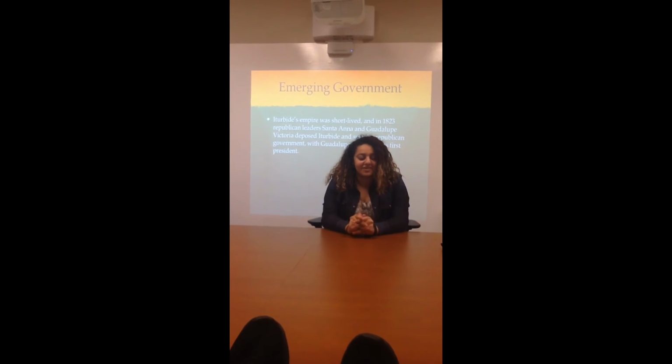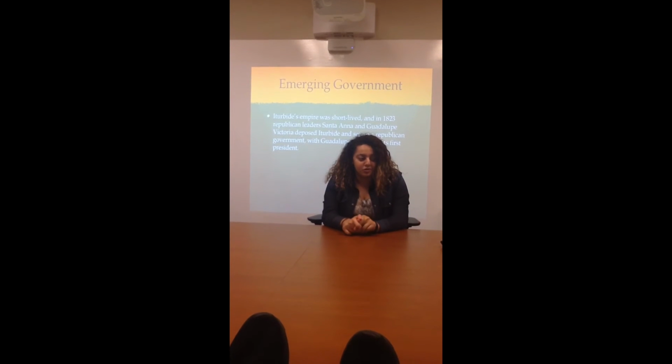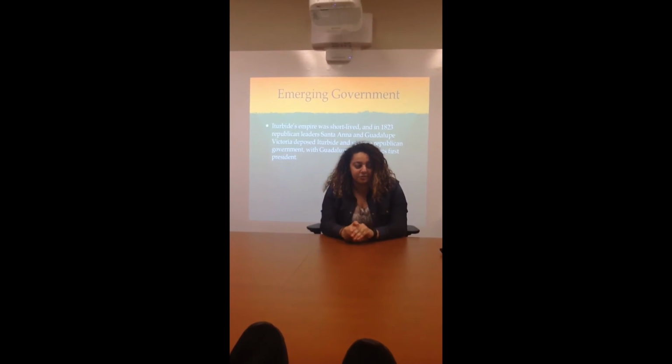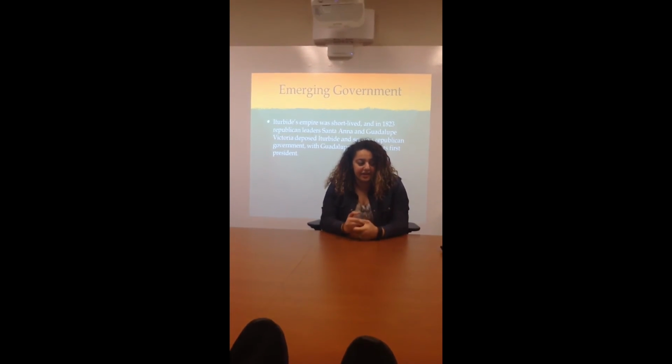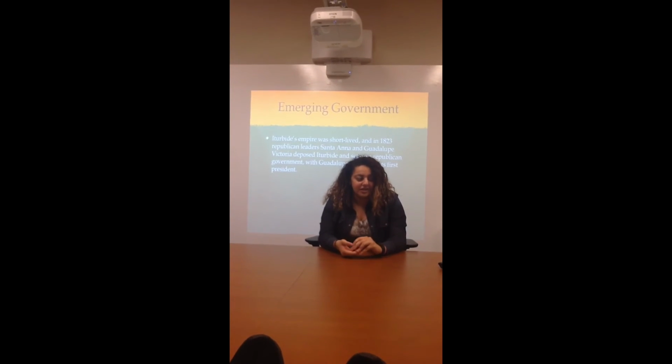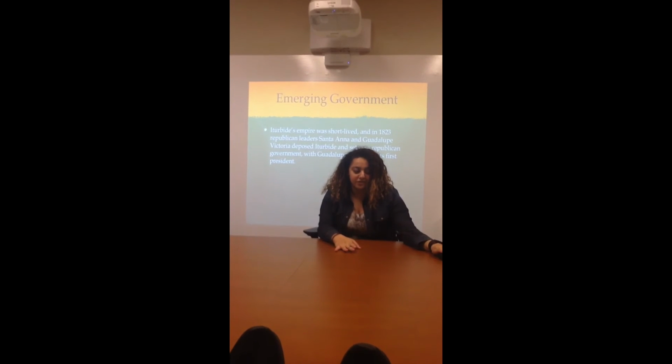Emerging government. Iturbide's empire was short-lived, and in 1823, Republican leaders Santa Anna and Guadalupe Victoria deposed Iturbide and set up a Republican government with Guadalupe Victoria as its first president.